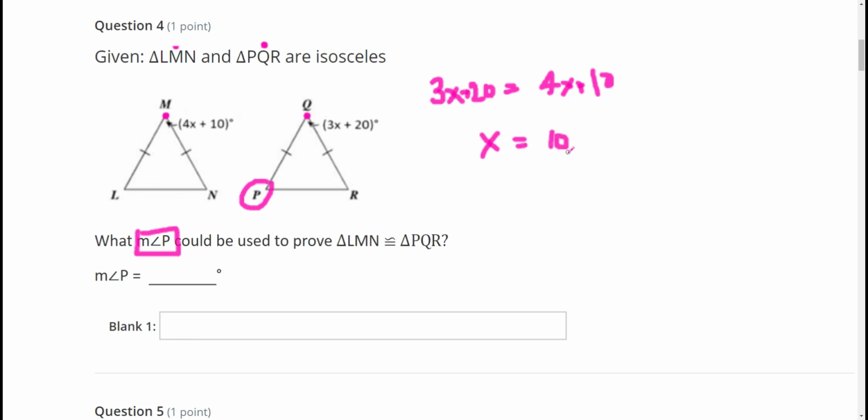Okay, so then I can substitute. If I substitute back in here, 3 times 10 plus 20, this angle is 50 degrees, and this angle is 50 degrees. How does that help me get P? So this is 180 degrees. So the whole thing is 180 minus the 50, and then divided by 2. Does that make sense? So I take the sum of the degrees, 180 minus the 50, and then divide by 2 because these two angles equal each other.